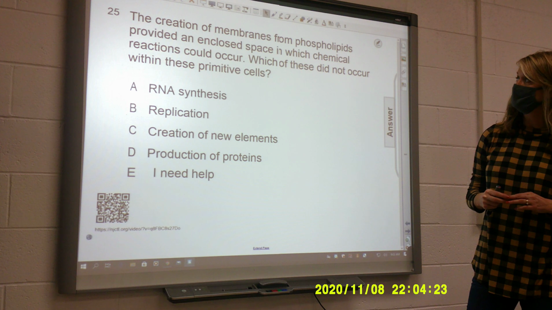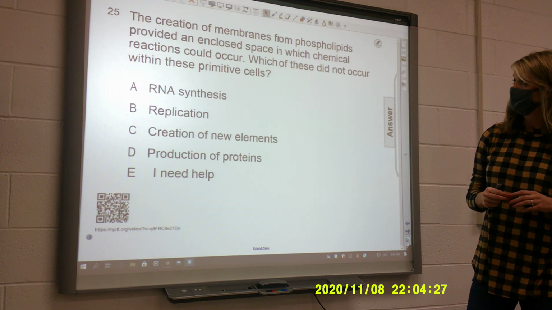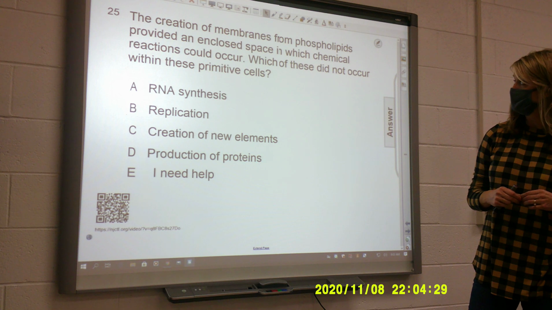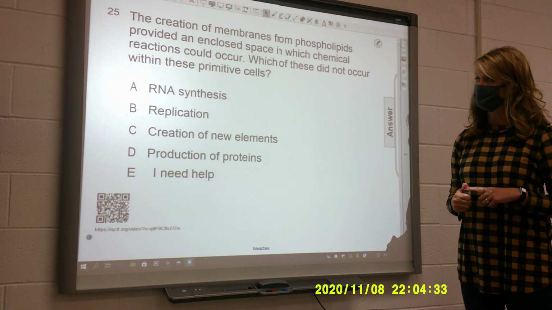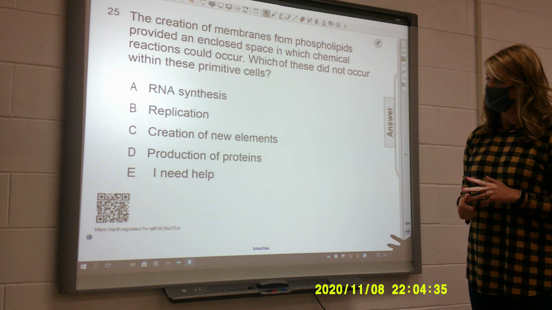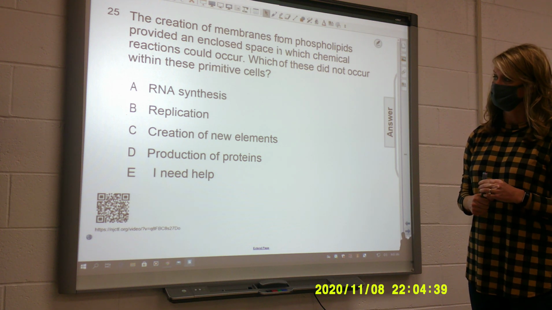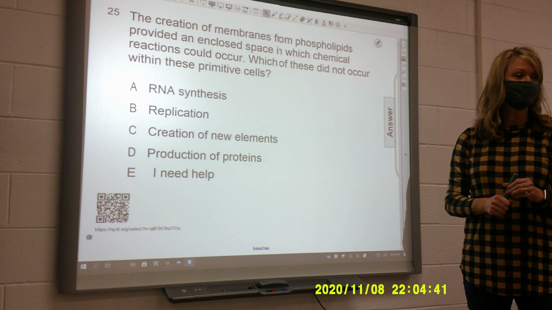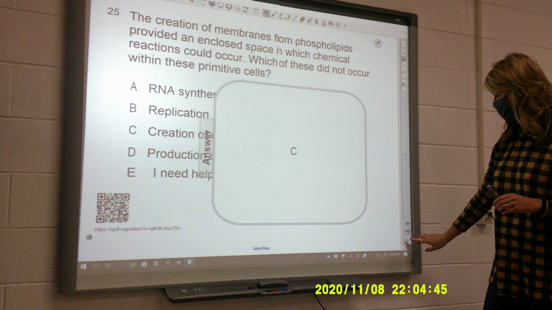The creation of membranes from phospholipids provided an enclosed space in which chemical reactions could occur. Which of these did not occur within these primitive cells? RNA synthesis, replication, creation of new elements, production of proteins. Which one? Creation of new elements. It did not do that.